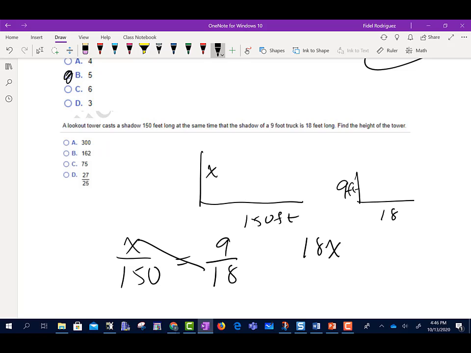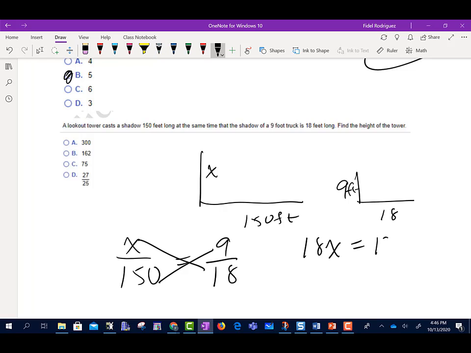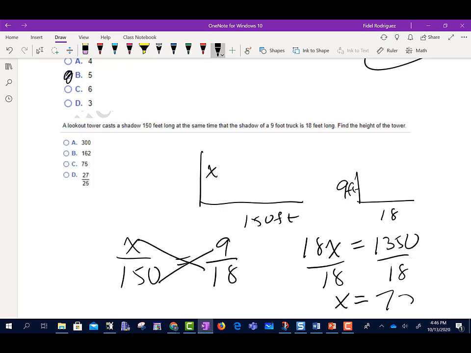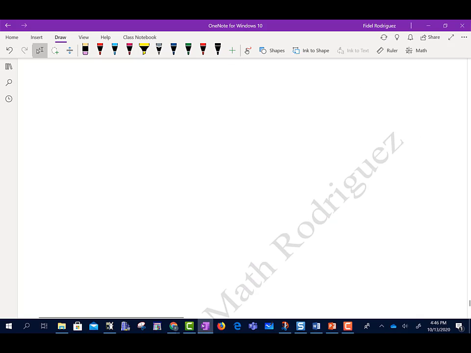Cross multiply, that's 18x equals, let me take my calculator again, what is 150 times 9? That's 1350. And then we'll divide both sides by 18, and I'm coming up with 75. And there's our answer. And that right there, y'all, is 12.4.